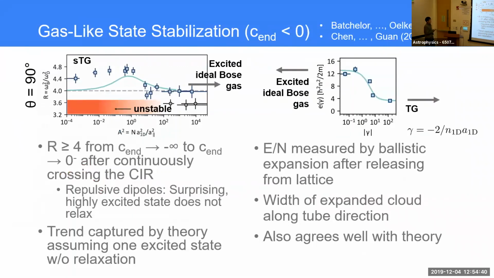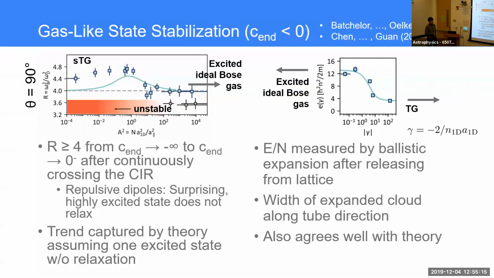So you see that R is always greater than or equal to 4 across the whole attractive interaction range after continuously crossing the CIR. It's quite surprising that this repulsive dipole actually prevents this highly excited state from relaxing. In addition, our collective oscillation data seems to be captured quite well by a non-dipolar theory that assumes exactly one excited state without relaxation.